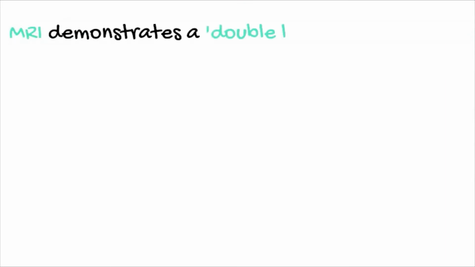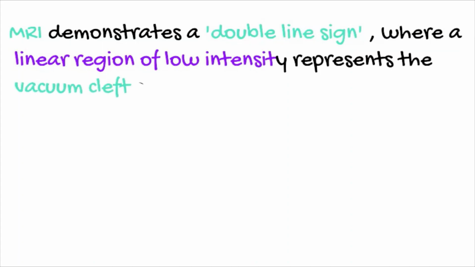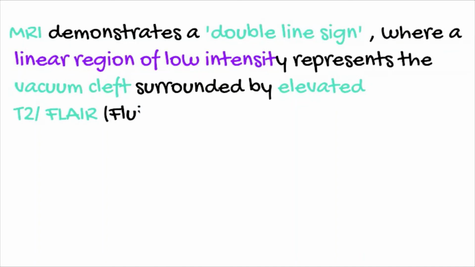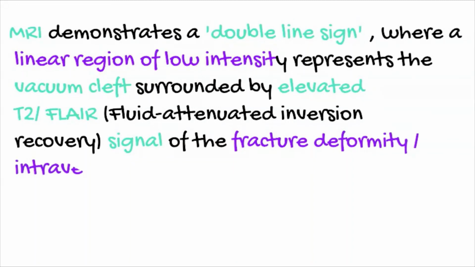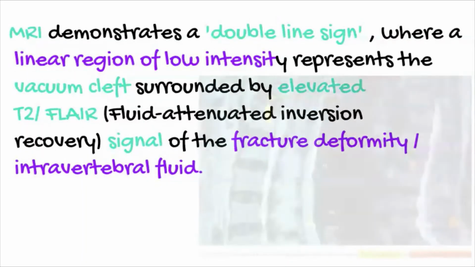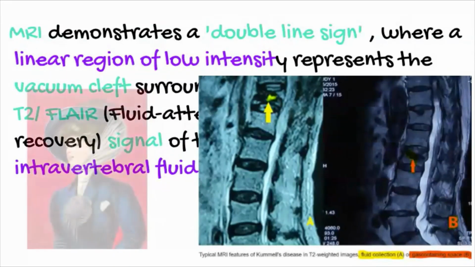MRI demonstrates a double line sign, where a linear region of low intensity represents the vacuum cleft surrounded by elevated T2 or FLAIR, fluid-attenuated inversion recovery, signal of the fracture deformity or intravertebral fluid. This picture shows an MRI sagittal view of Kummel disease in T2 weighted images. A shows a fluid collection. B shows a gas containing space. Okay, thank you.